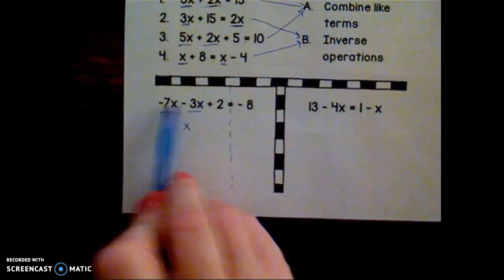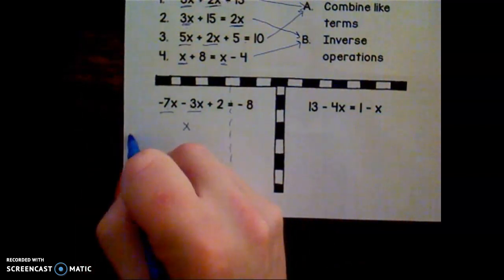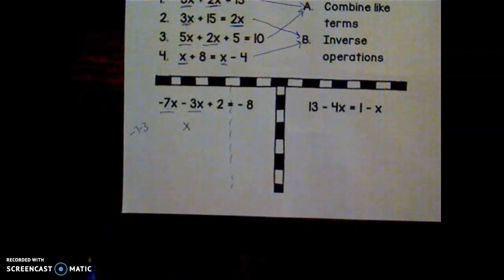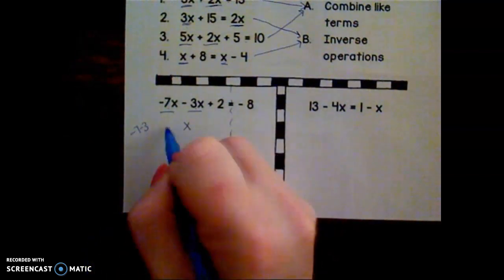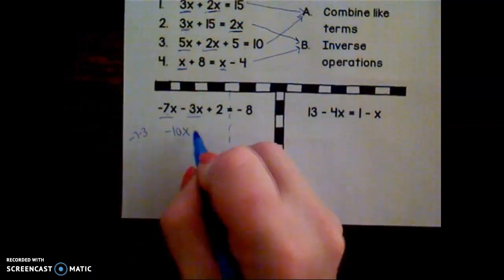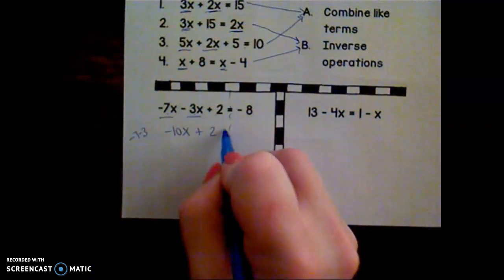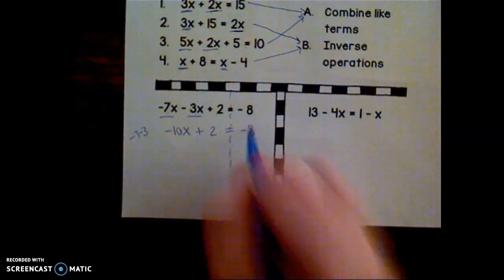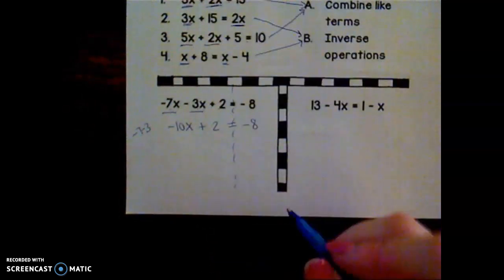I just need to combine the numbers out in front. So in my calculator, I could put negative 7 minus 3. So that is negative 10x. And then bring down my plus 2 equals negative 8. Now I just have a two-step equation.